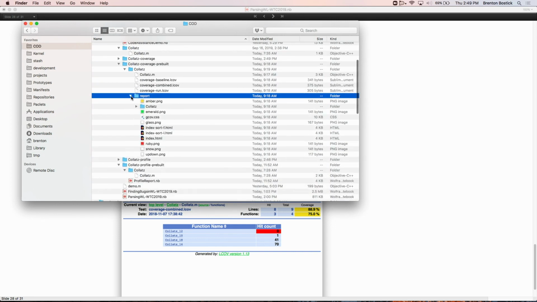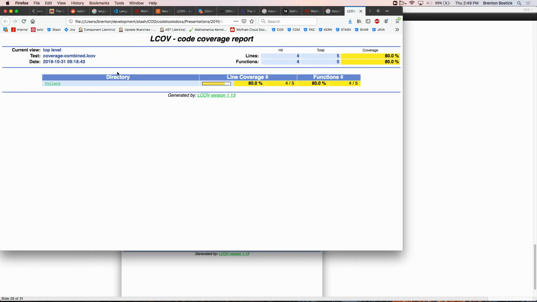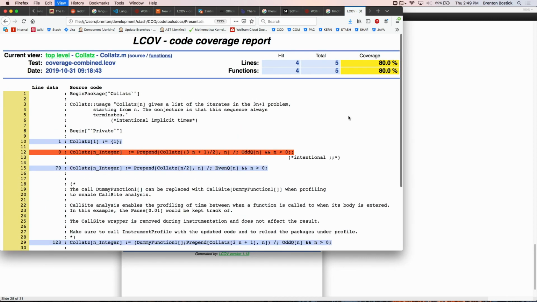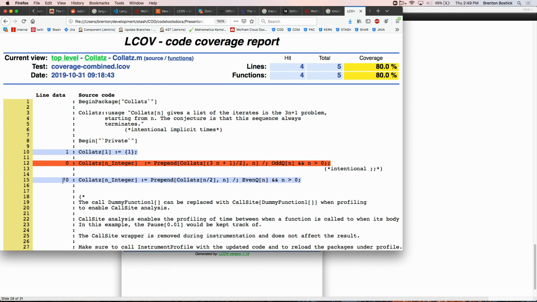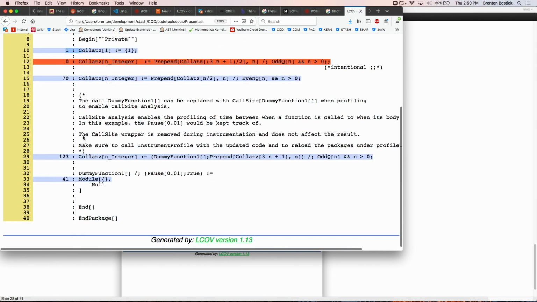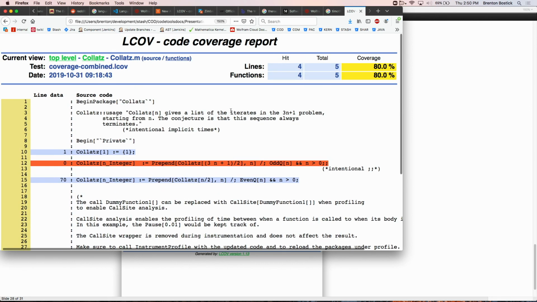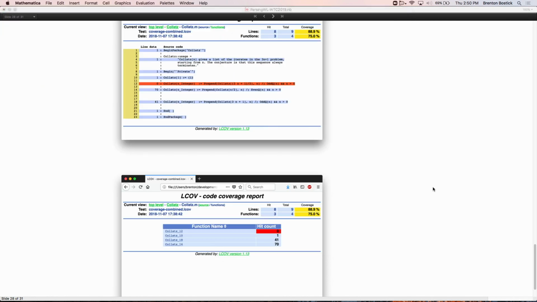So using lcov and genhtml, you can go here and see that this line's executed 70 times, this is only executed once, this one 123 times, and this line is executed 0 times because I define immediately after it another definition for integer, and that is actually the thing that gets hit. So that's coverage reporting in the Wolfram Language thanks to the new parser technology.